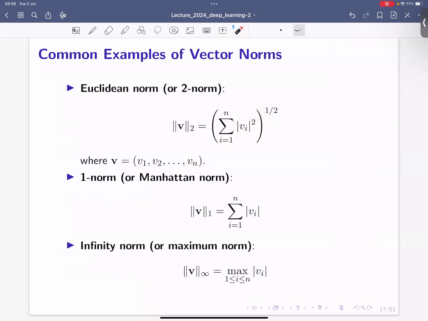We also have this 1 norm, which essentially, instead of taking the square, you just take the absolute value of the entry. And the infinity norm, where what you do is that you take the maximum value, or the maximum absolute value of the vector.